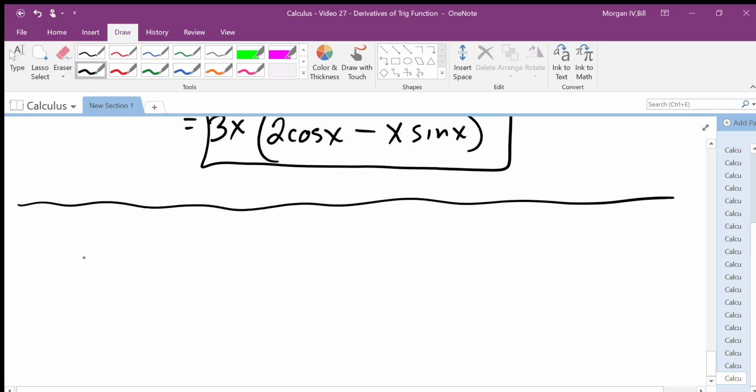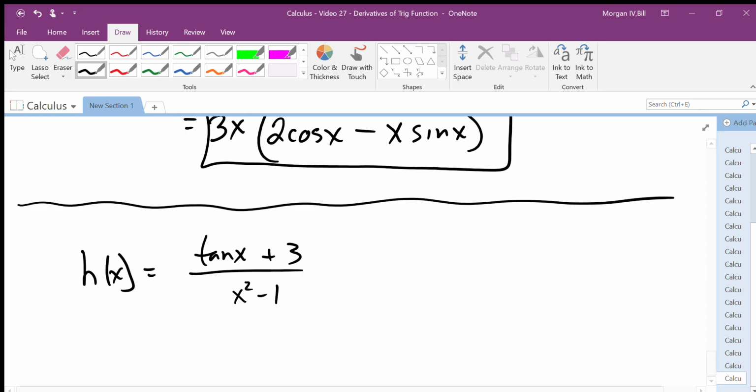How about a quotient rule here? h of x is equal to tangent of x plus 3 over x squared minus 1. Okay, you should see the quotient rule here, right?